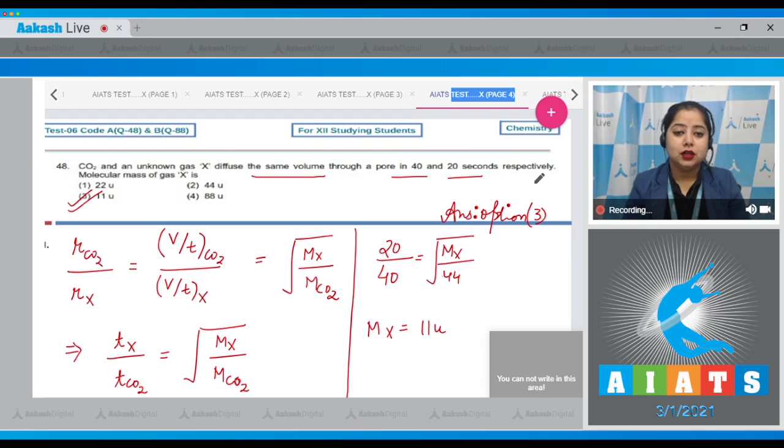Students, in such questions, use different techniques to solve the question. Avoid using calculators for such questions. You need to practice questions. Moving to next question. Question number 49.